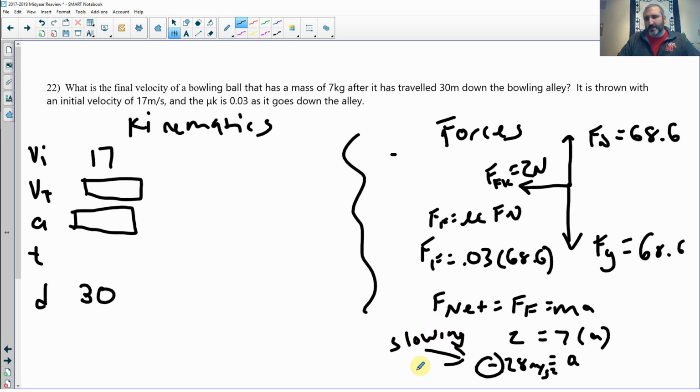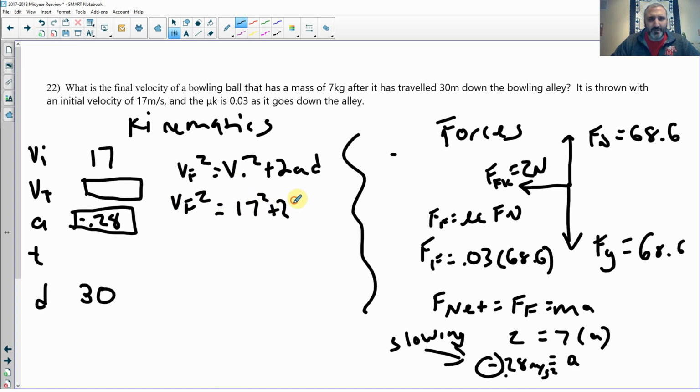Okay, you throw the bowling ball in front of you, the acceleration must be negative if it's going to slow down. So my acceleration, not 28, that would be a very sticky bowling ball, 0.28 negative. So V_i, V_f, a, d, I'm going to say V_f squared equals V_i squared plus 2ad. V_f squared is what we're looking for. V_i squared is 17 squared plus 2 times negative 0.28 times 30.